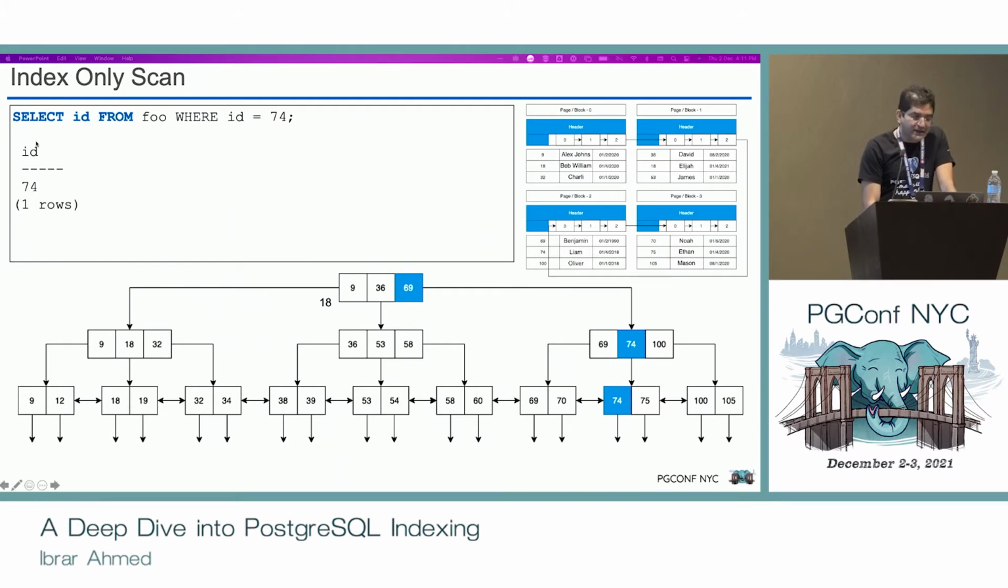If we select ID comma name from foo, in that case, at the 74 location, we don't have the name. We have only the ID here. So in that condition, we have to go to the CTID and we have to read the name from there.